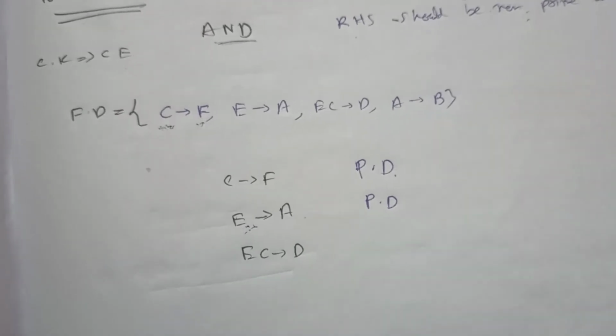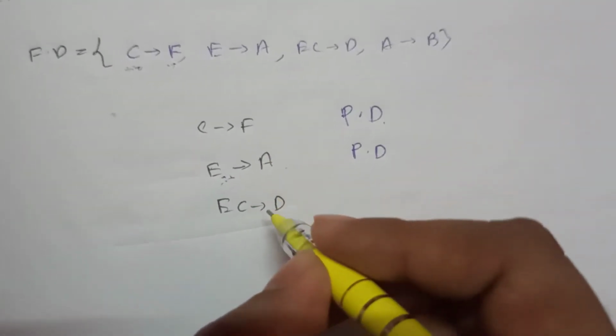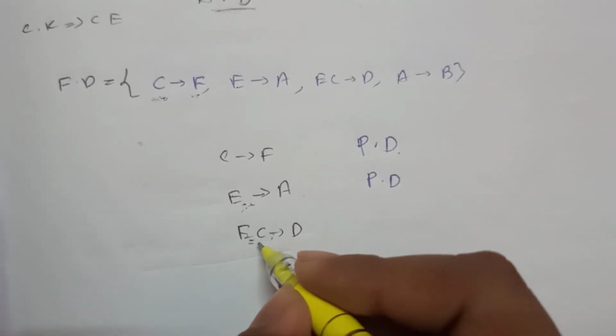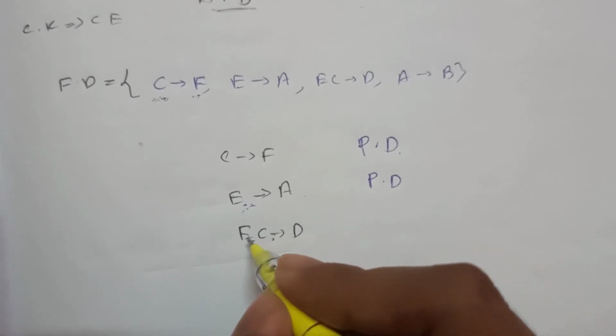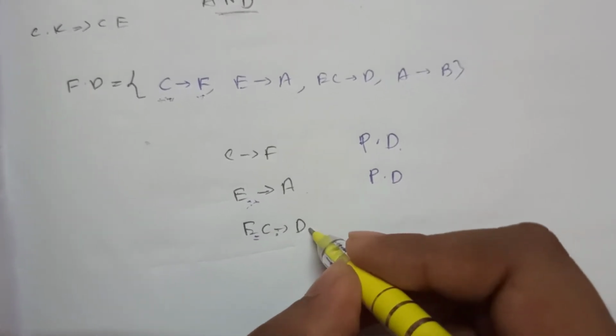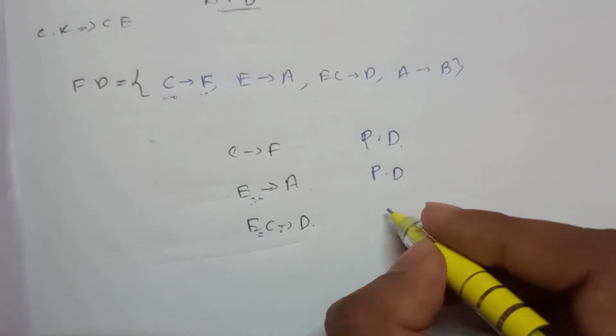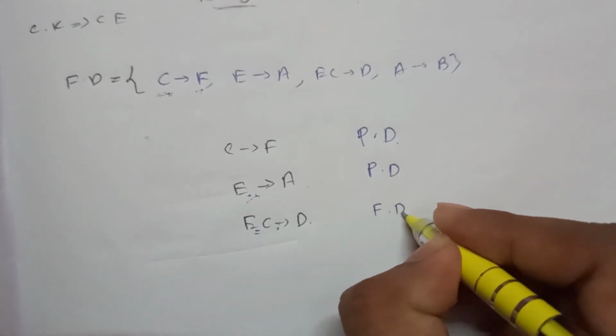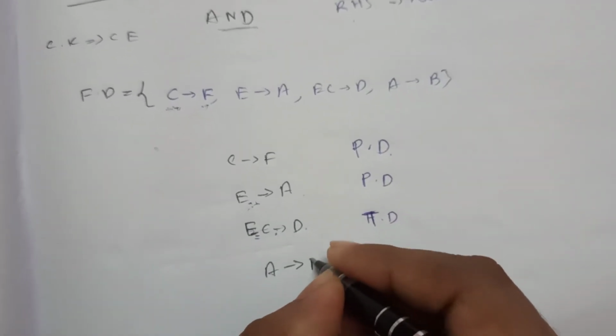EC determines D. So we can say what from here, that EC is our candidate key. It is not a proper subset or anything. It is the whole candidate key, and D is a non-prime attribute. So this is not a partial dependency. This is a full dependency.